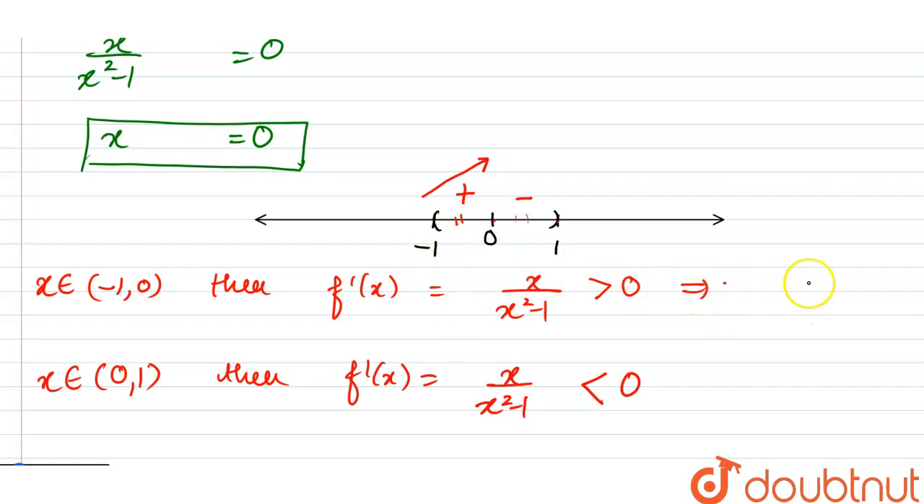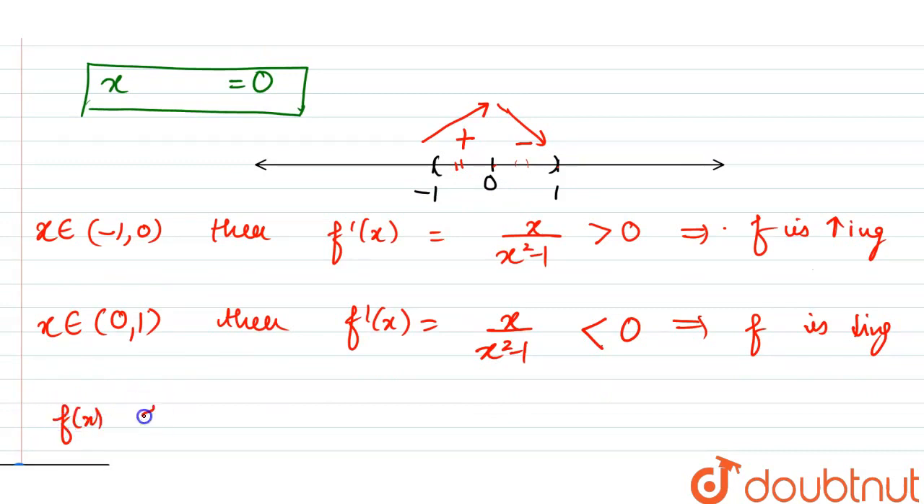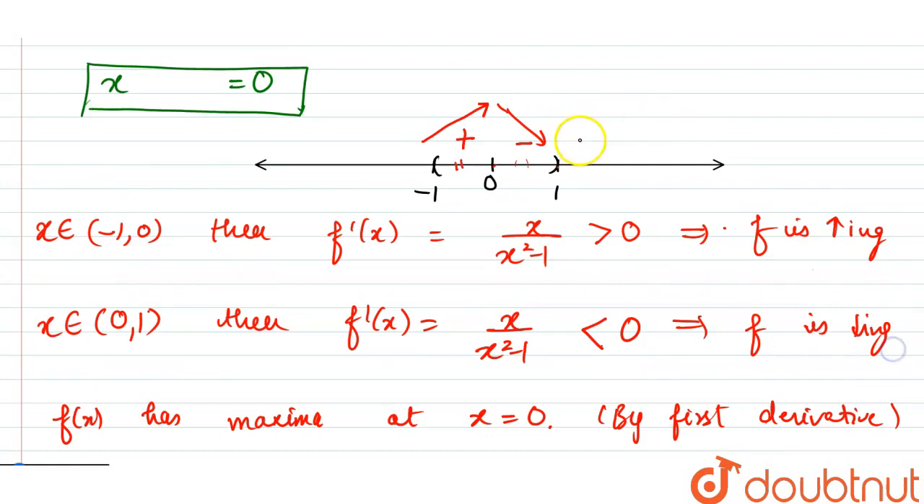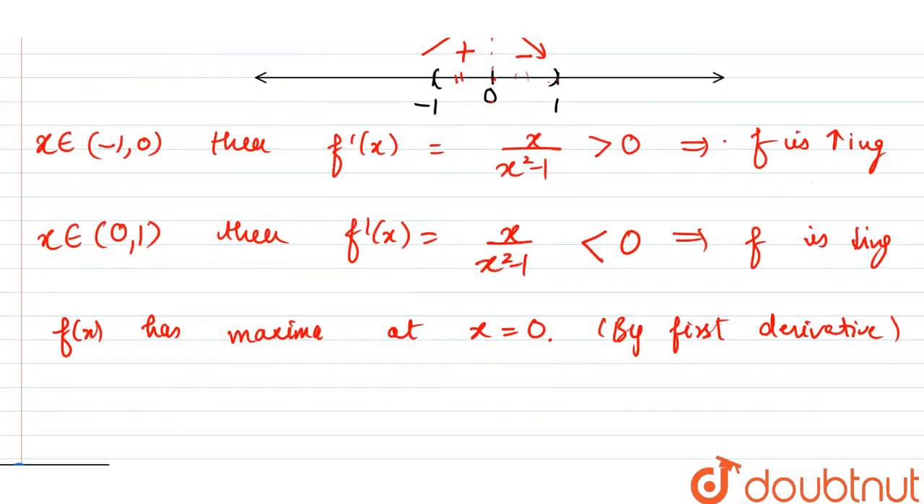We know the nature of function is f is increasing, and here f is decreasing. That means by using the first derivative test, we can say that the function has maxima at x is equal to 0. By first derivative test, we can say this. So that means the function is first increasing from minus 1 to 0, then it is decreasing from 0 to 1, and it is attaining its maximum value at 0. So let us draw the graph now.